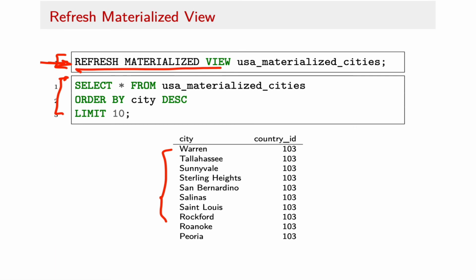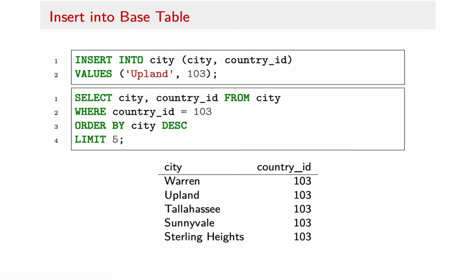I want to drive this point home that the materialized view has its own copy of the data. So in the next slide, I'm going to insert Upland back into the database, but I'm not going to do it through the view. I'm just going to go to the underlying table, directly to the city table, and I'm going to insert that new value in there. And then I'm going to run a select statement, again, to see what's going on in the underlying table itself. And as expected, we see that Upland has reappeared in our city table.